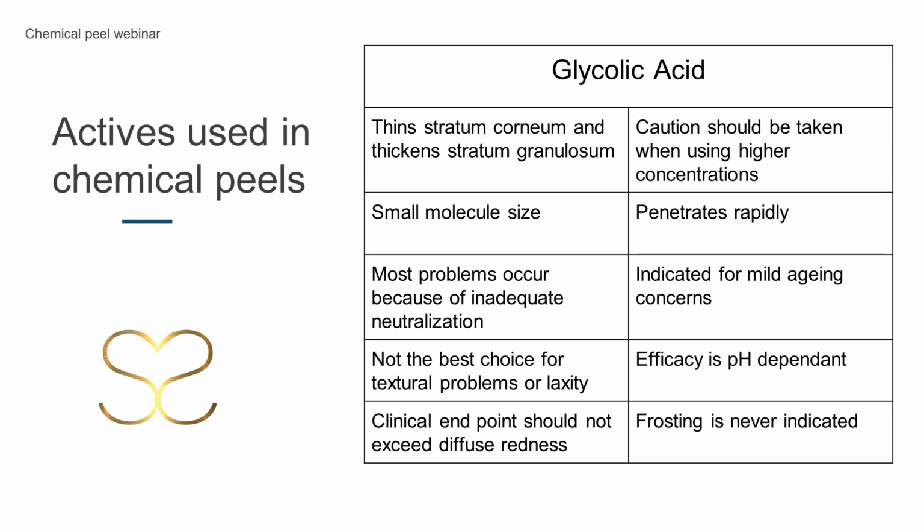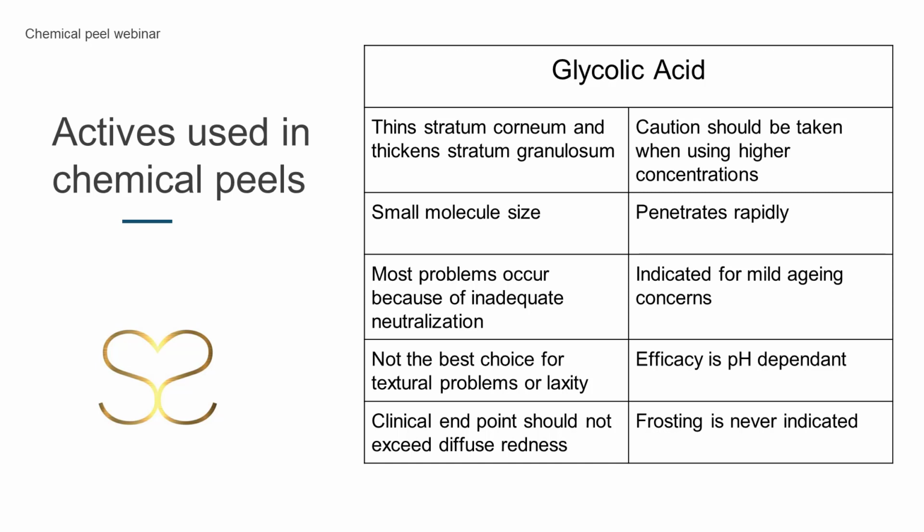Glycolic acid thins the stratum corneum and thickens the stratum granulosum. The stratum granulosum is where the lipid composition of our keratinocyte changes, and this will improve epidermal lipids. It also reduces transepidermal water loss in the long run. Effects are highly dependent on the pH, and a lower pH with low concentration is the most effective yet safest option.